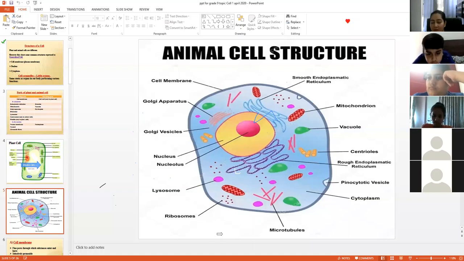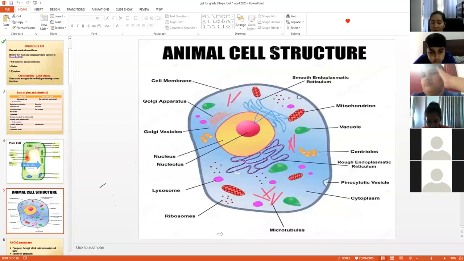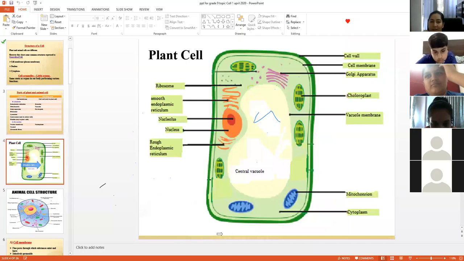Okay. So now, students, I'm giving you a minute's time. Please go through the plant cell and the animal cell once again, so that when I explain it to you, you know what I am explaining. Okay. So first, let us go through the plant cell. Everyone go through it. I'll give you 30 seconds for the plant cell and 30 seconds for the animal cell.